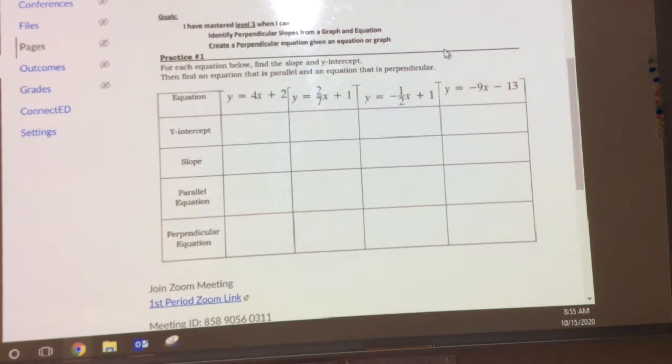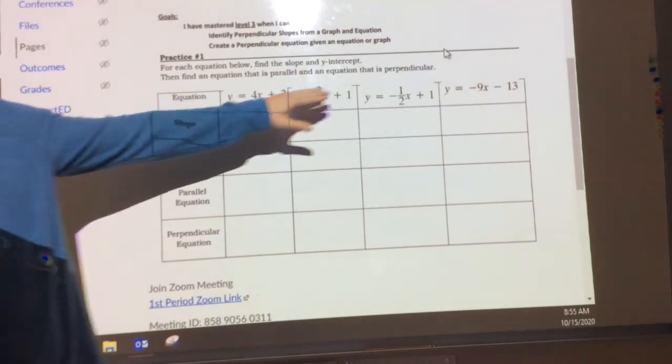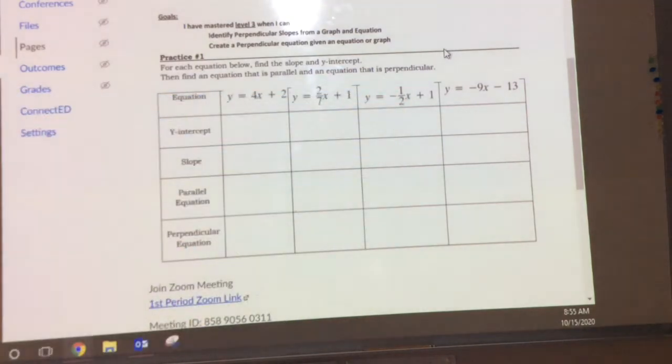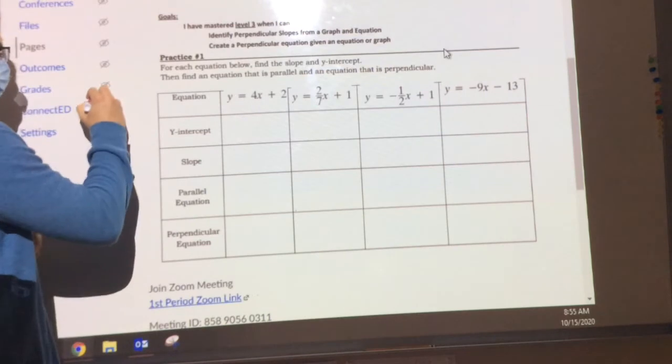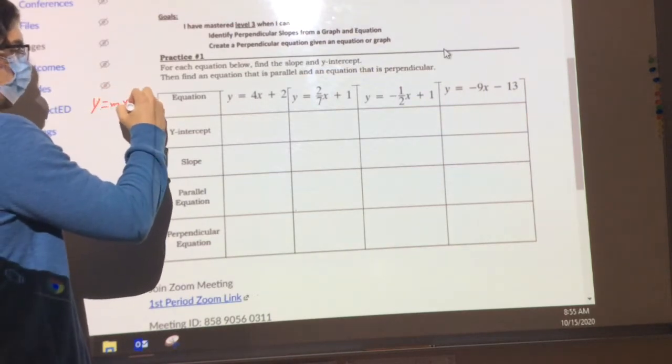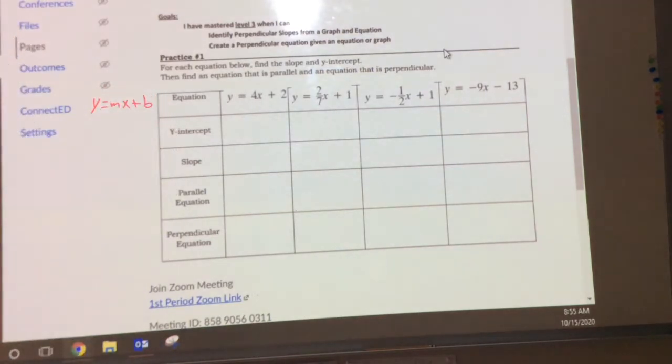So first of all, these equations right here are in slope-intercept form. Do we all agree with that? Yes. By slope-intercept form, what I mean is y equals m times x plus b. Once again, the y represents the y value in an ordered pair. The m represents the slope. The x represents the x value in the ordered pair. And the b represents your y-intercept. Is everybody okay with that?